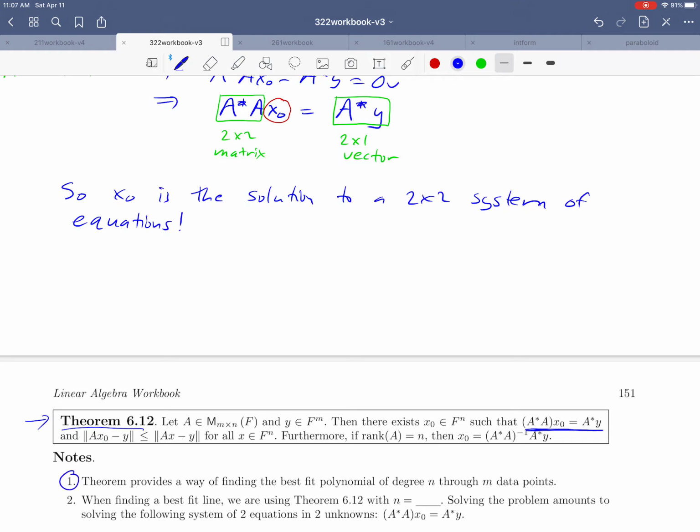A couple of notes here. The theorem provides a way of finding the best fit polynomial of degree n through m data points, and we just looked at the problem for n equals 2. That's the one that talks about a line, where we're looking for a line of best fit. In the next video, we will do a specific example where we use this to find a line of best fit.